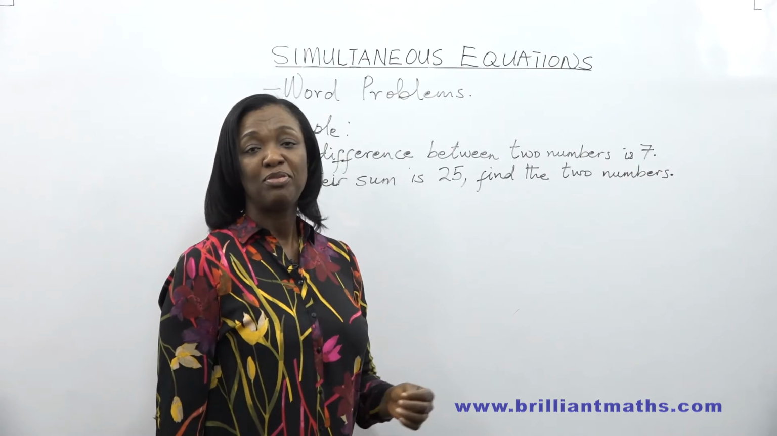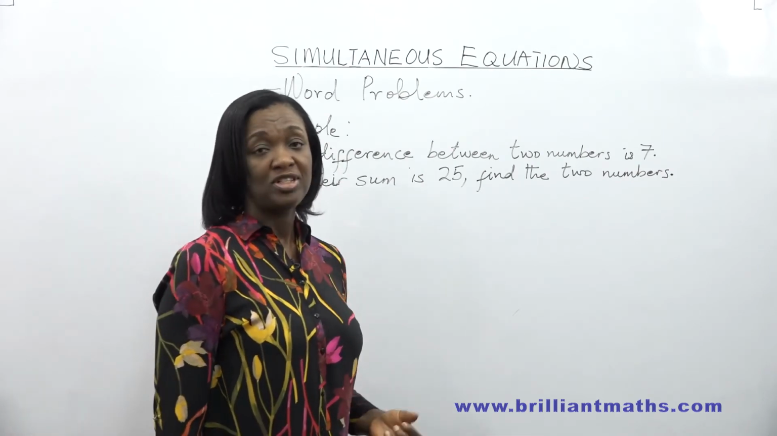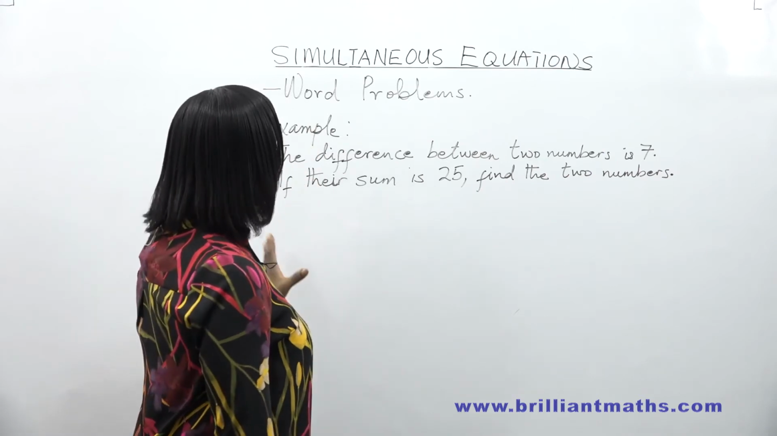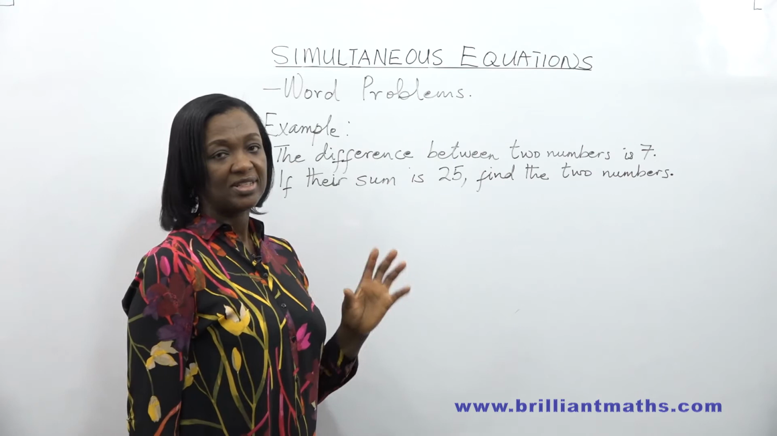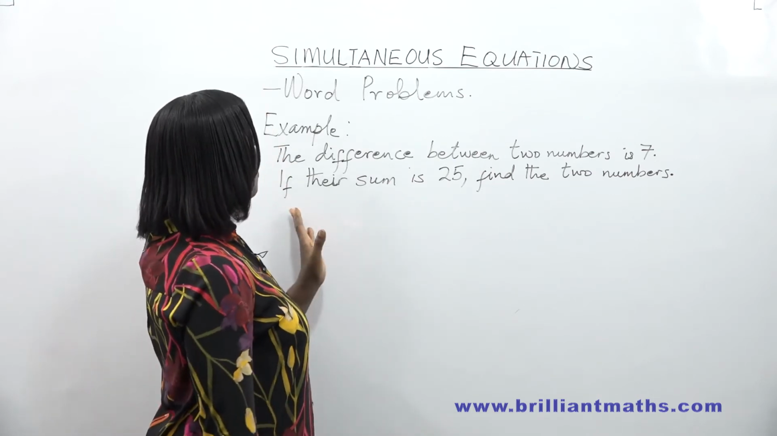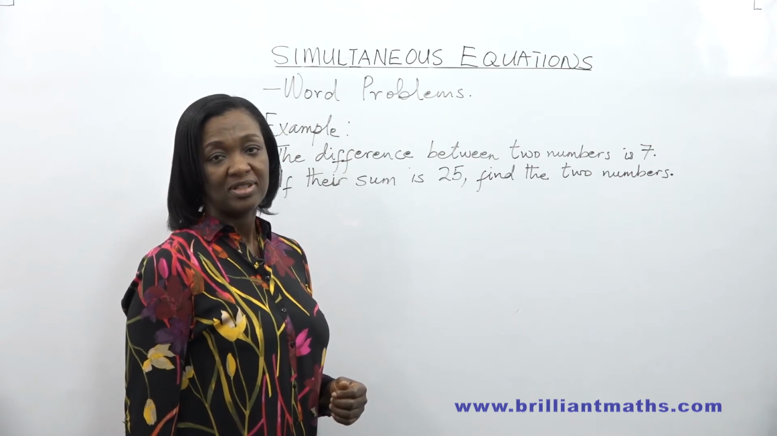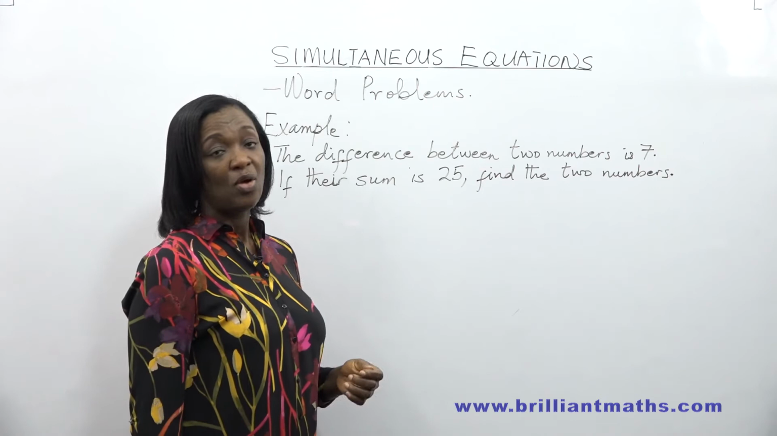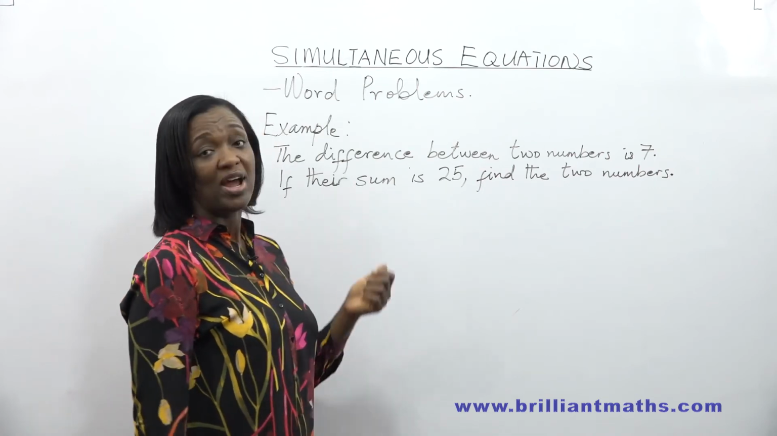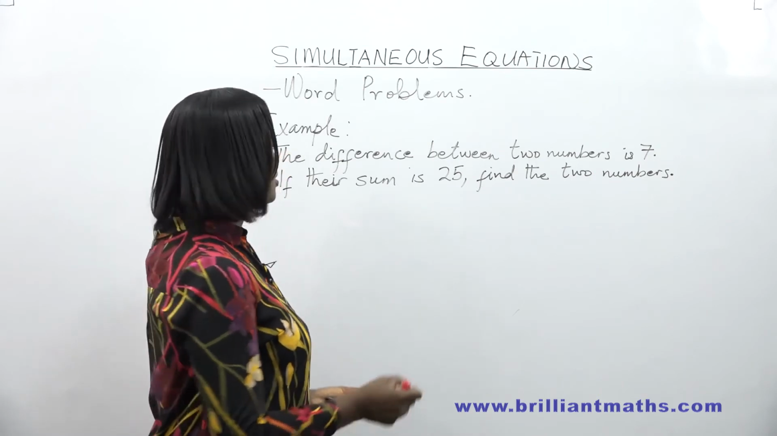In this next example, we want to solve a word problem which involves simultaneous equations. Example: the difference between two numbers is 7. If their sum is 25, find the two numbers. We need to set up two equations with the information that we have and then solve them simultaneously. Let's see how that is done.